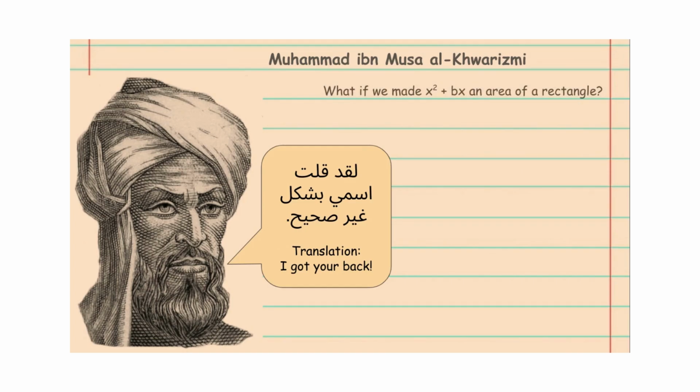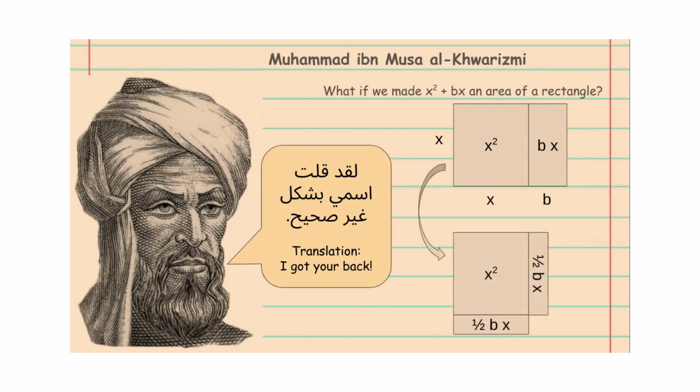Let's consider this generalized quadratic expression, x squared plus some constant, let's call it b, times x. And let's make it the area of a rectangle. The rectangle would look something like this, an x by x square and a b by x rectangle. Now I can create an almost square by taking that b by x rectangle and splitting it in half and arranging it so. Wouldn't it be awesome if I could, gasp, complete the square?